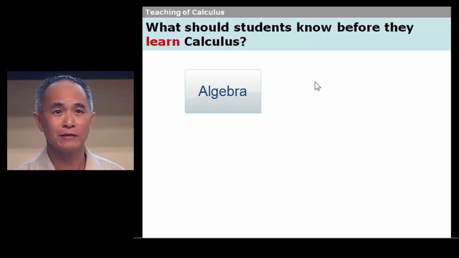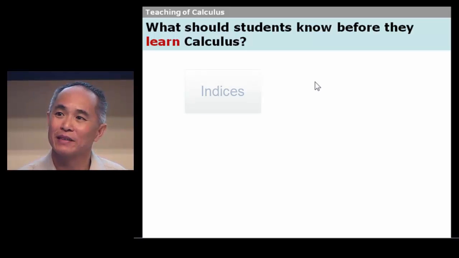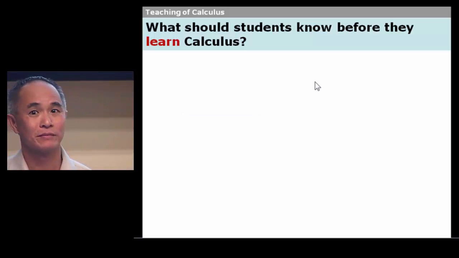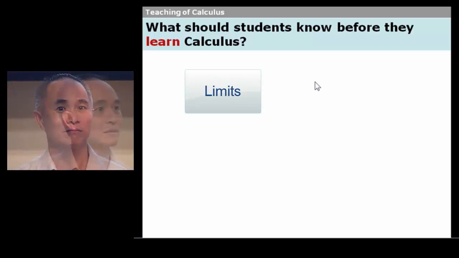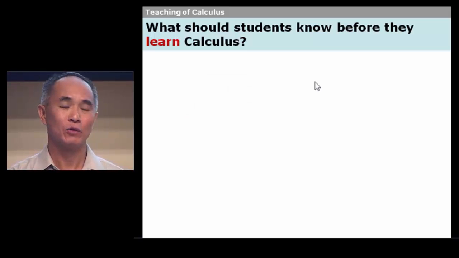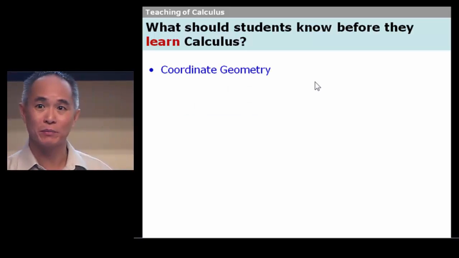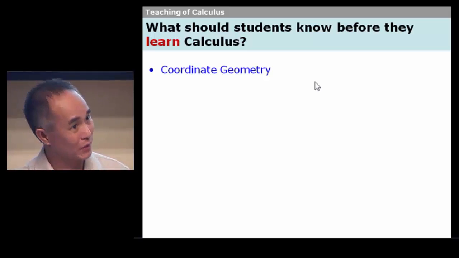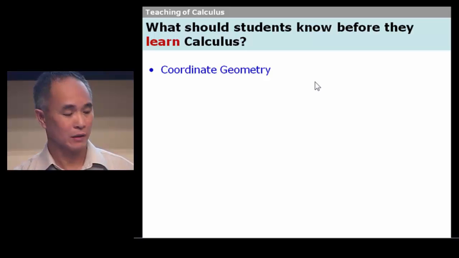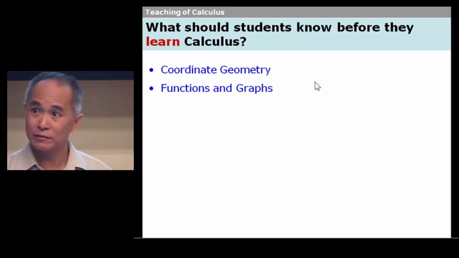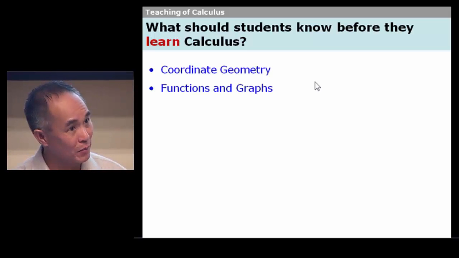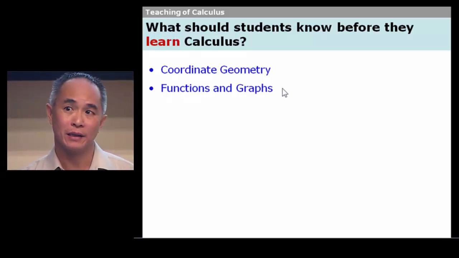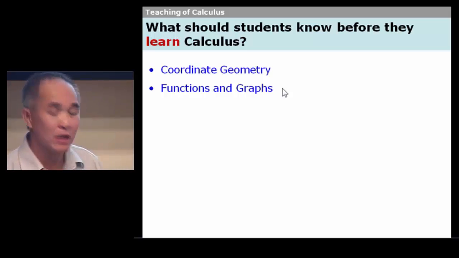Algebra, okay, good. What else? Indices, okay, that is like part of algebra, yeah? Okay. Limits, okay. Would you agree that coordinate geometry might be important for a second? I'm talking in terms of from the perspective of a secondary school student. Would you agree that functions and graphs are important to have all these basic concepts mastered before they enter a calculus classroom? How about trigonometry?